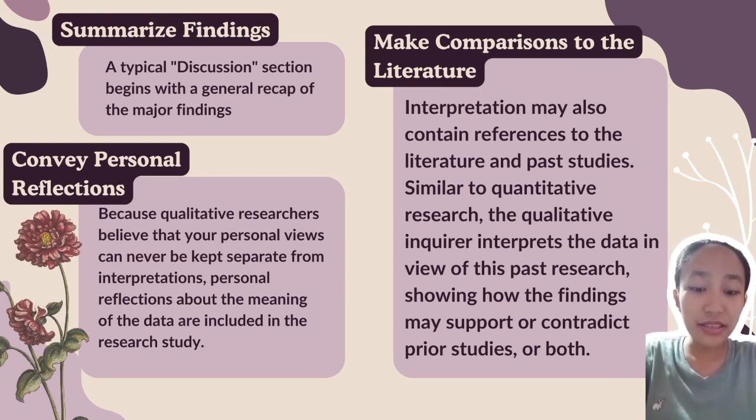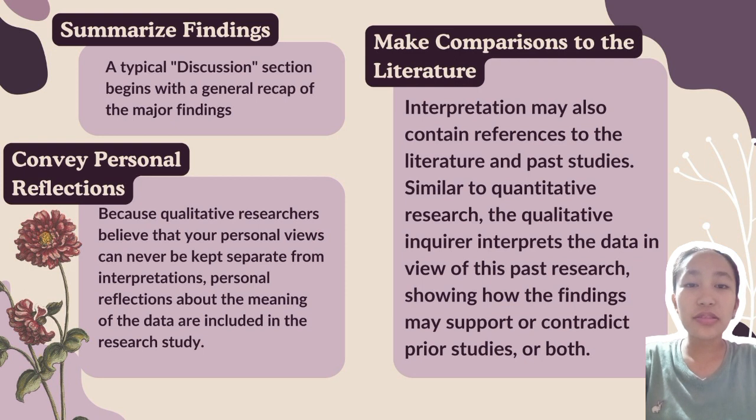Next is make comparisons to the literature. Interpretation may also contain references to the literature and past studies. Similar to quantitative research, the qualitative inquirer interprets the data in view of this past research, showing how the findings may support or contradict prior studies or both. When interpreting the data, you look at what others studied and have found before. You might compare your findings to what has already been written in books or articles. This helps show how your results support what others have discovered.